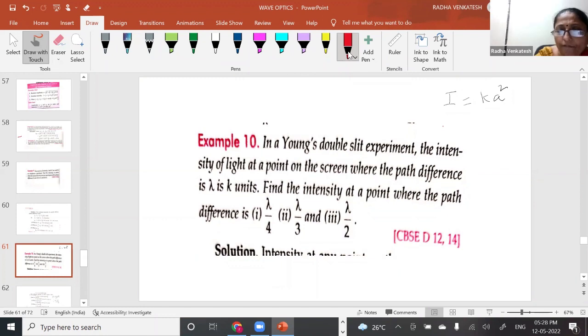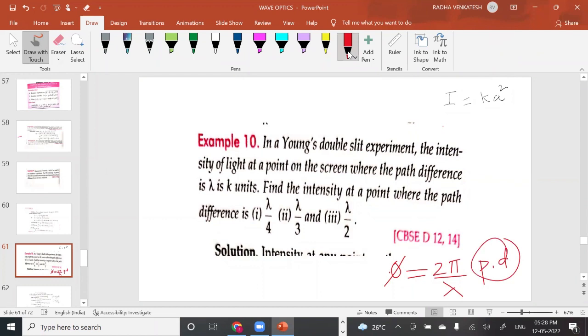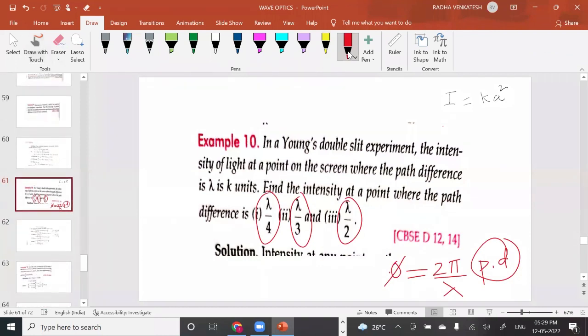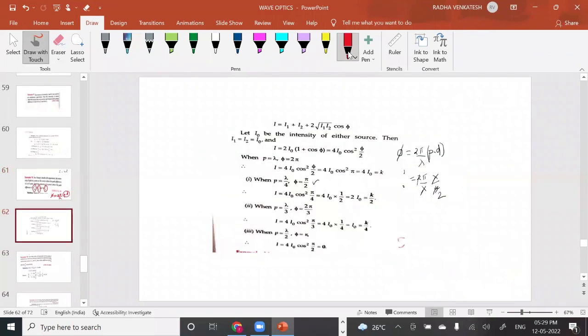The phase difference, which we generally write as phi, is 2 pi by lambda times the path difference. This path difference is being given to you as lambda by 4 or lambda by 3 or lambda by 2. So can I substitute that there and get my phi? Yes, and once I get my phi, I can very well find out my intensity using the formula.